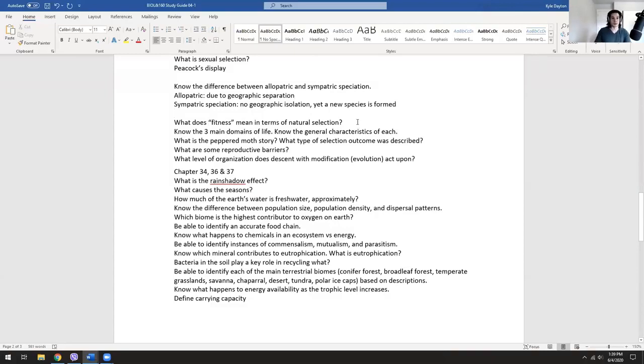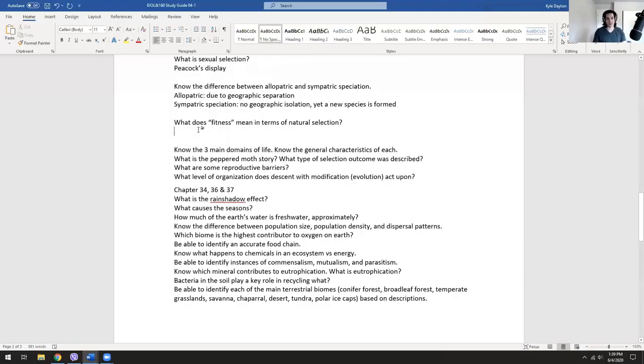All right, what does fitness mean? So fitness is one's ability to reproduce. That's it, when we're talking in terms of natural selection. One's ability to reproduce. You have high fitness if you were able to create offspring.